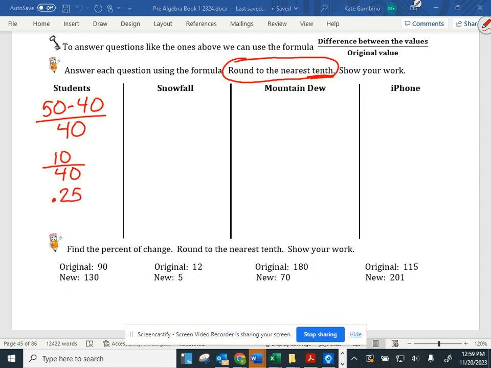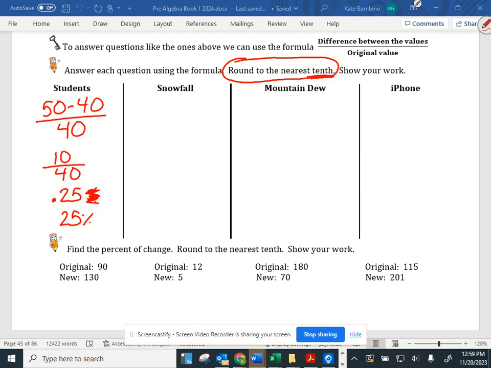0.25. Now, the question is, what is the percent of change? So how do we make 0.25 into a percent, Lucas? You drop the decimal point and add percent. Okay. Drop the decimal and add the percent. Now, in the directions, it said round to the nearest tenth.